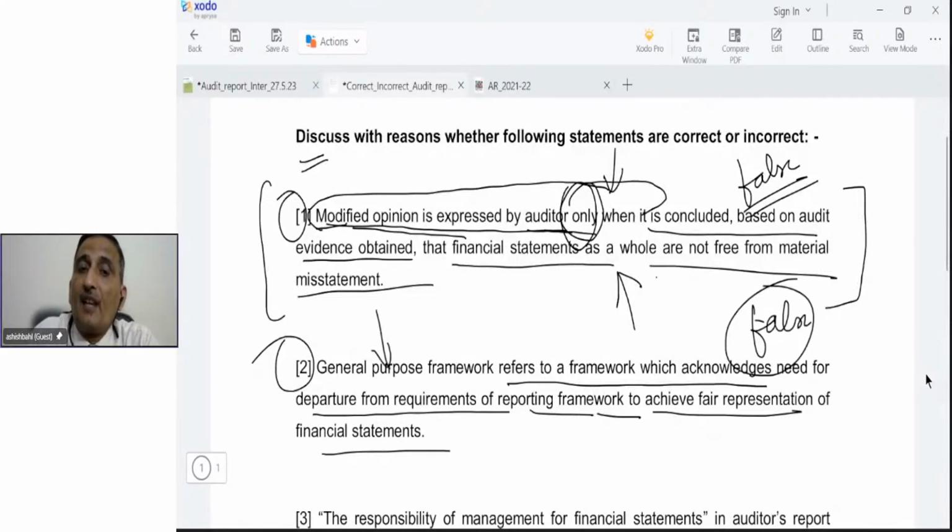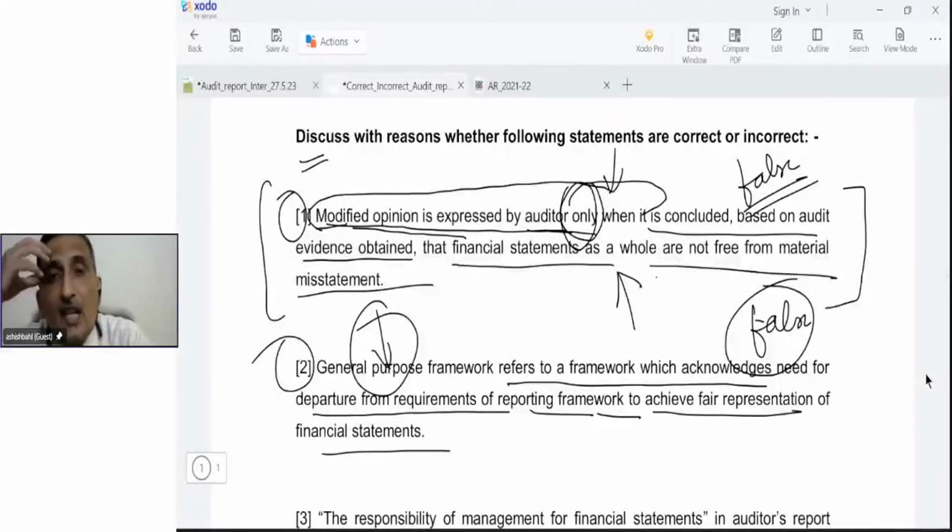General purpose framework refers to a framework which caters to the financial information needs of a variety of users. Fair and compliance are not coming into it at all. A general purpose framework may be a compliance framework or a fair representation framework. Okay.